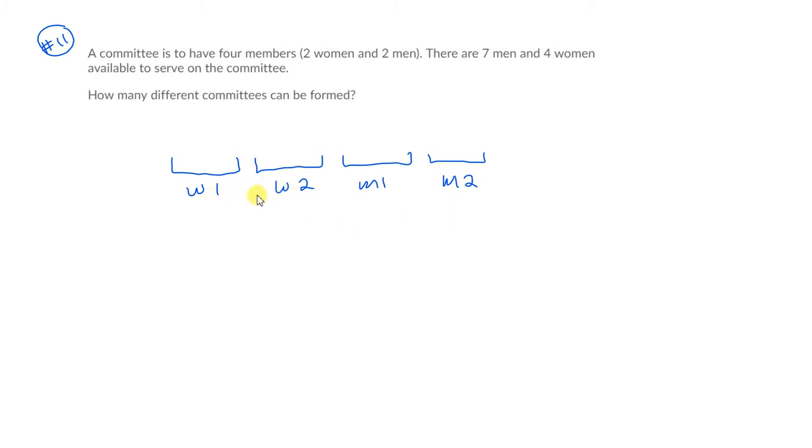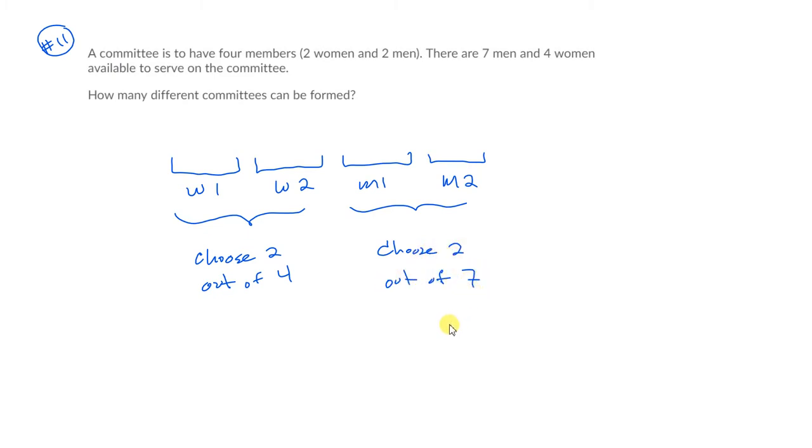Since we're choosing women separately from men, there are essentially 2 different choice processes. When we're choosing the women, there are 4 women to choose from, so we're choosing 2 out of a possible 4. For the men, we're going to choose 2 out of a possible 7. Now the question I want to ask myself is, in each of these choice processes, first question is with or without replacement.